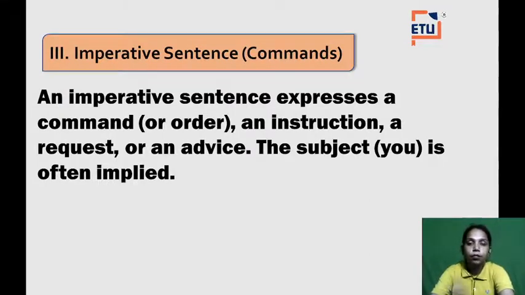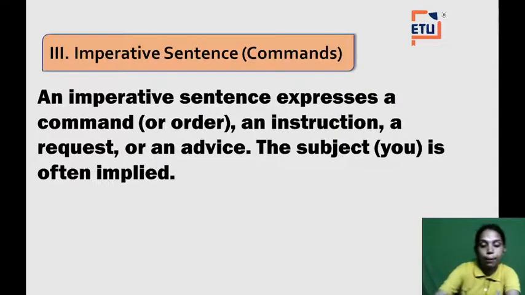Now you will be thinking, suppose let's say a sentence, close the door. Okay, we understand close the door, but who will close the door? If I tell you to close the door, I'll just say close the door. You will obviously understand that I'm telling you, right? So the word you becomes invisible. Wait, let us stop. We will be doing this in more detail further, but let us just proceed. So an imperative sentence expresses a command or an order, an instruction, a request or an advice. The subject you is often implied.